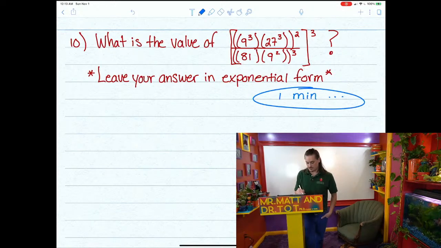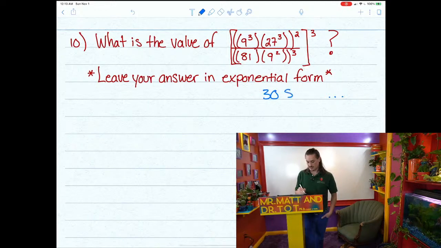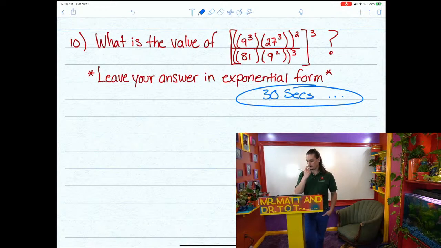Notice that 3 to the first power is 3. 3 squared is 9. 3 cubed is 27. And 3 to the fourth power is 81. So instead of writing 9, I'm going to write 3 squared. Instead of writing 27, I'm going to write 3 cubed. And instead of writing 81, I'm going to write 3 to the fourth power.